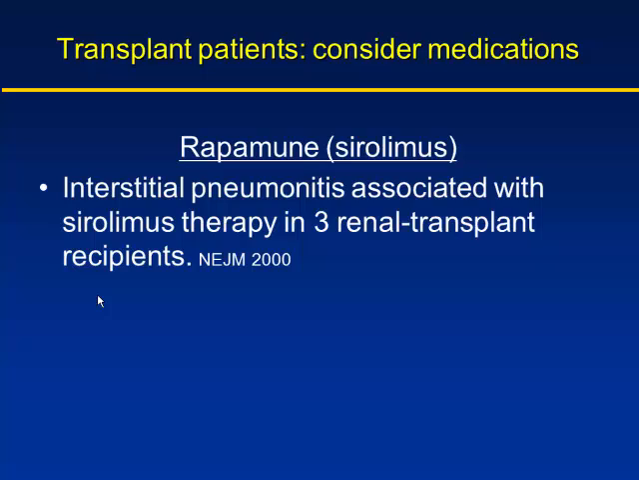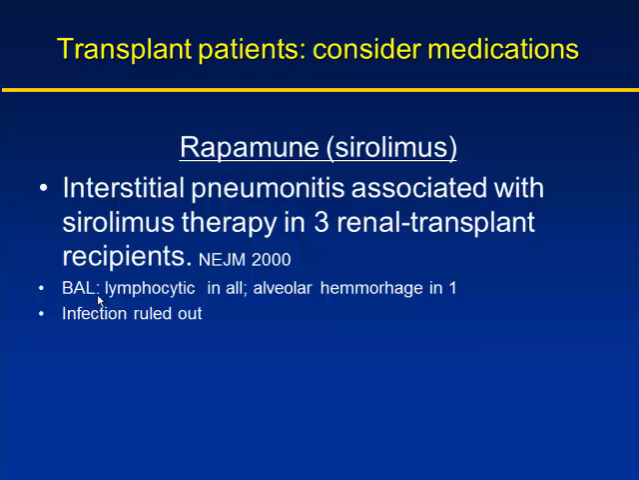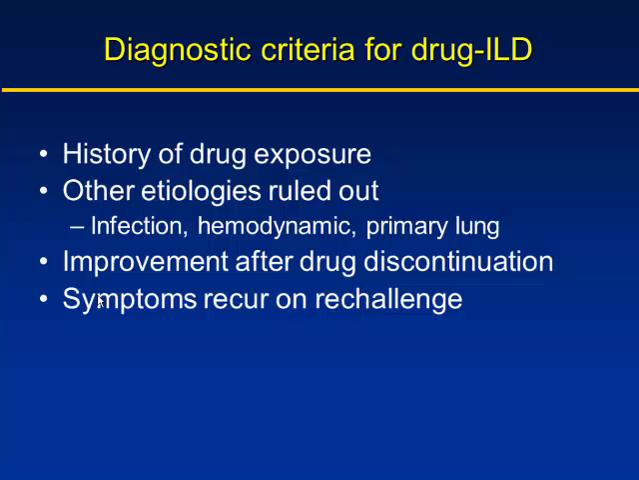Rapamune, right? You guys that go through transplant might be familiar with this. It can cause a lymphocytic interstitial pneumonitis. All right. So again, other etiologies need to be ruled out, like infection and primary lung disease, and ideally you need to document improvement after drug discontinuation, and that the symptoms recur on re-challenge, which many times we don't see because we don't re-challenge them.